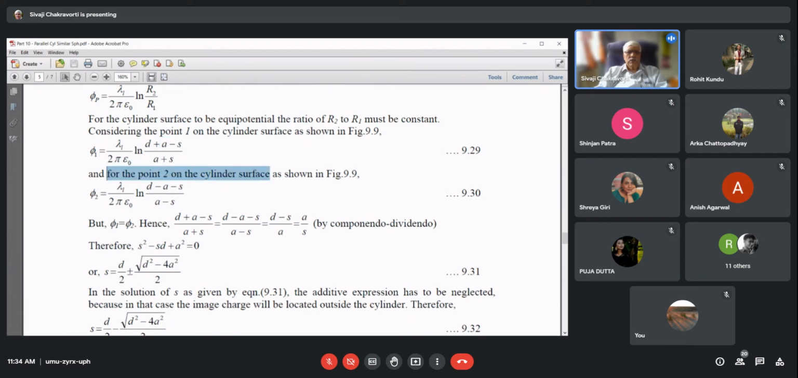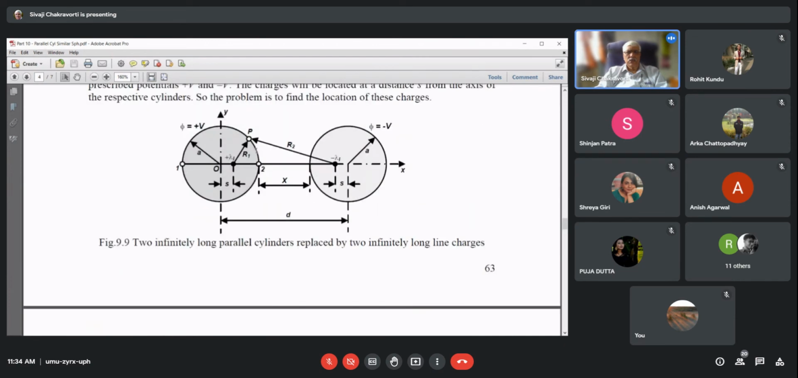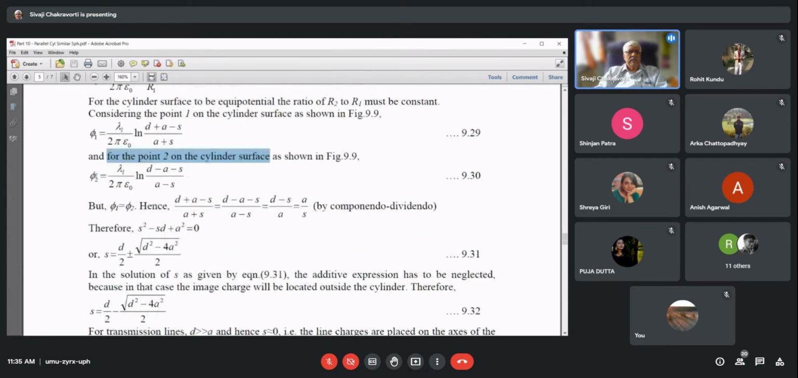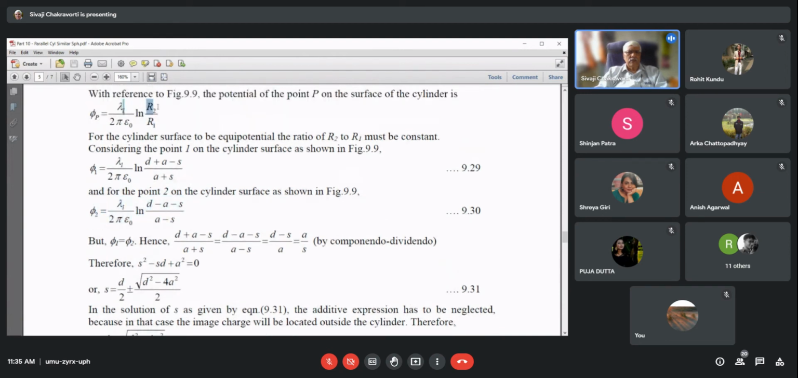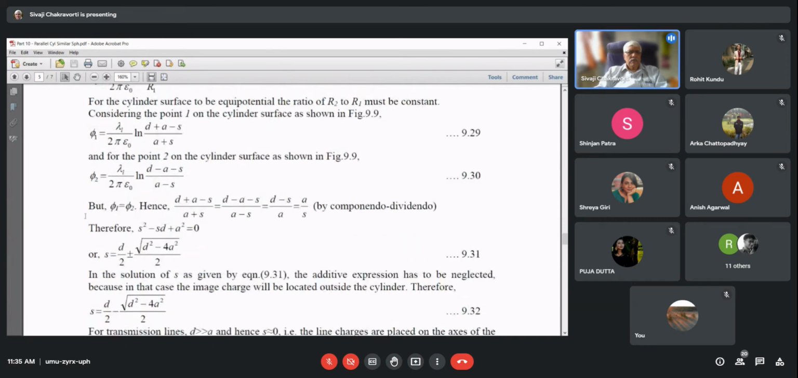Then we take the point 2 on the cylinder surface. This is the point 2. Then what is R1? This is the radius A minus S. And what is the distance R2? You can clearly see R2 is the distance D minus the radius A minus the distance S. So here you can see phi 2 is this, where R2 is D minus A minus S. This is all coming from this expression of R2 by R1. But now, since 1 and 2 are on the same cylindrical surface, the boundary condition is phi 1 is equal to phi 2.